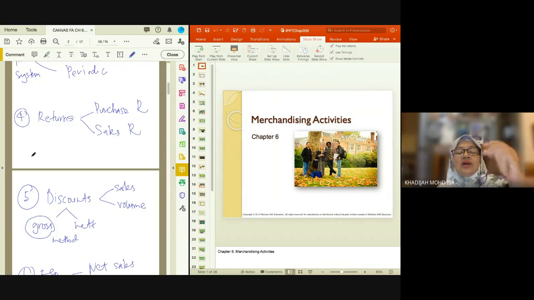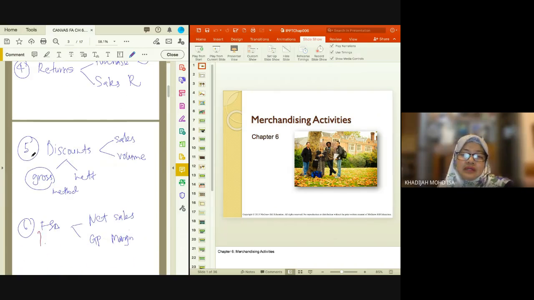And of course, this chapter also looks into the normal activities in a business. We give you discounts. It means that it could be accounts payable.